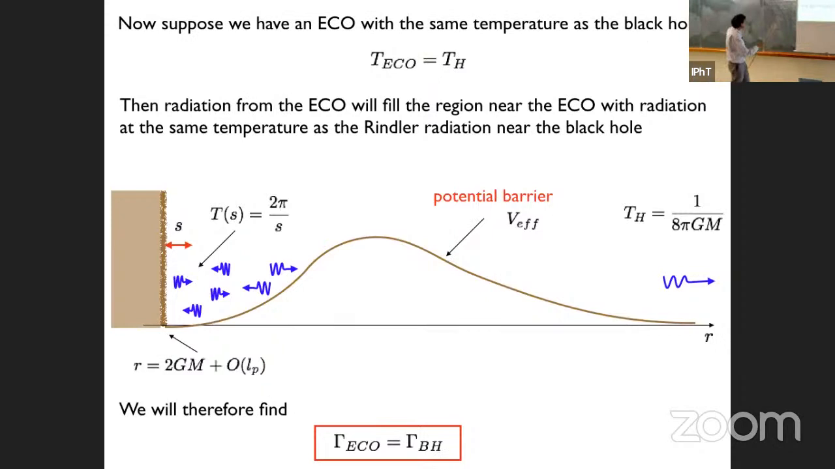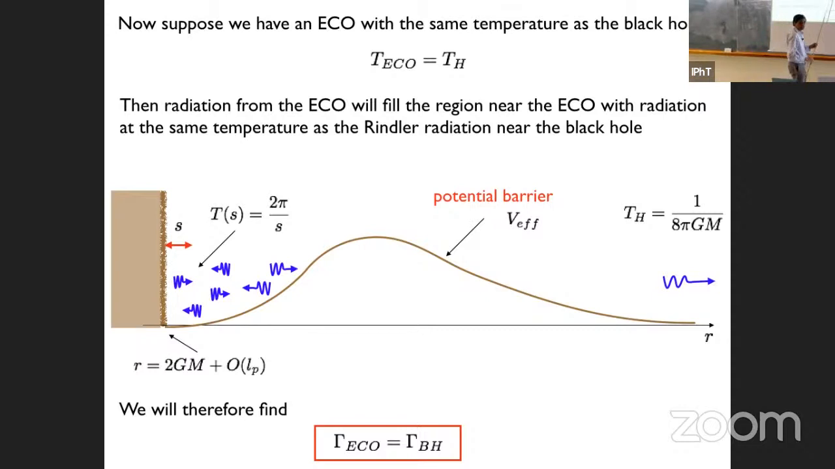So suppose you replace the horizon by some object here, which is, let's say, a Planck length outside. So you just have a hot surface. And for the moment, I'm assuming that this object has the same temperature as the black hole. Well, then it populates this region just outside it with the same temperature. It has the same potential barrier, because outside a few Planck lengths, the metric is the same, and at infinity it'll then show up in the same way. And because you have exactly the same setup as before, you're actually going to end up with the same radiation rate.